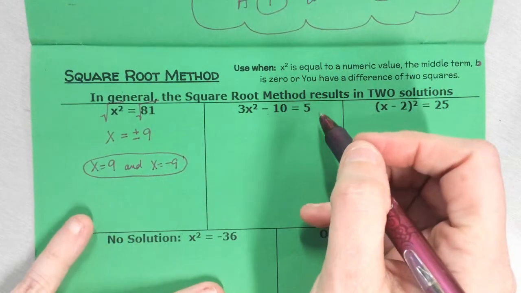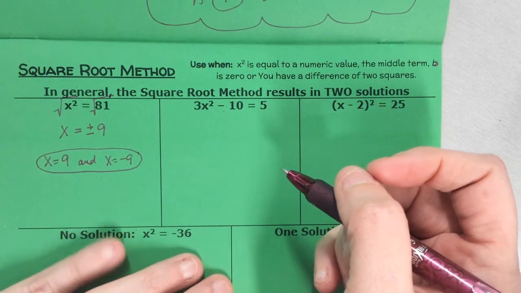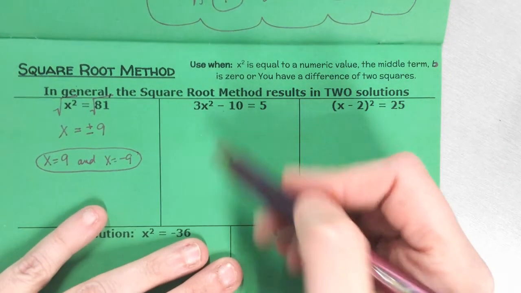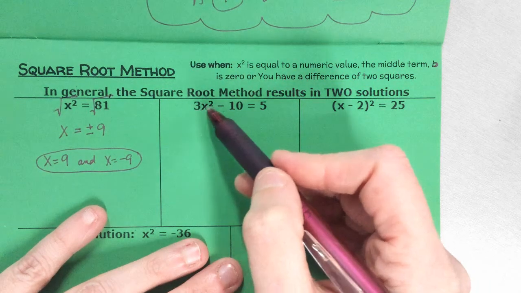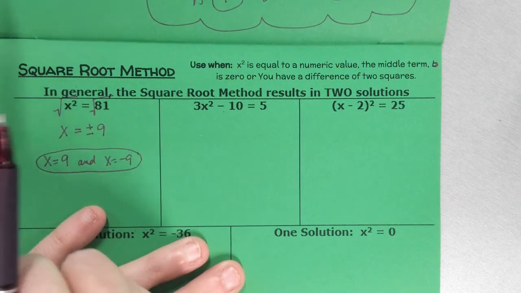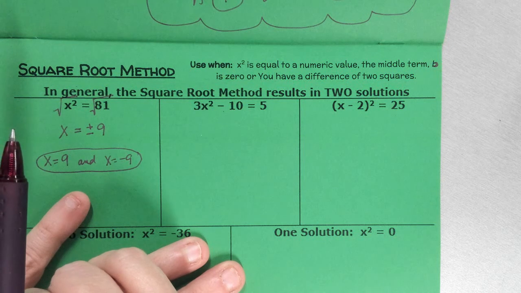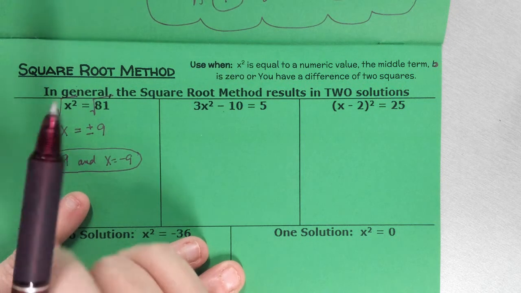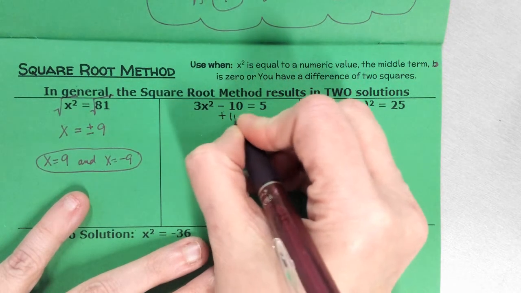So, believe it or not, with this guy right here, you can also use the square root method because there's no b, okay? It doesn't quite look like I can use the square root method, but we're going to try anyway, okay? So I need to isolate this and get it by itself. So I'm going to add 10 to both sides.